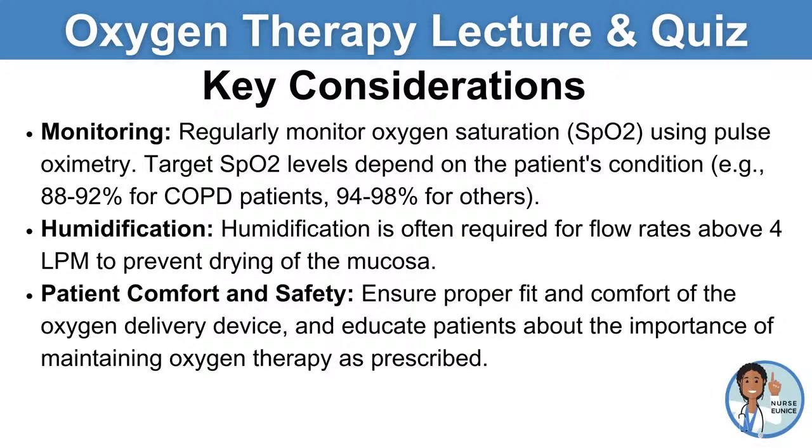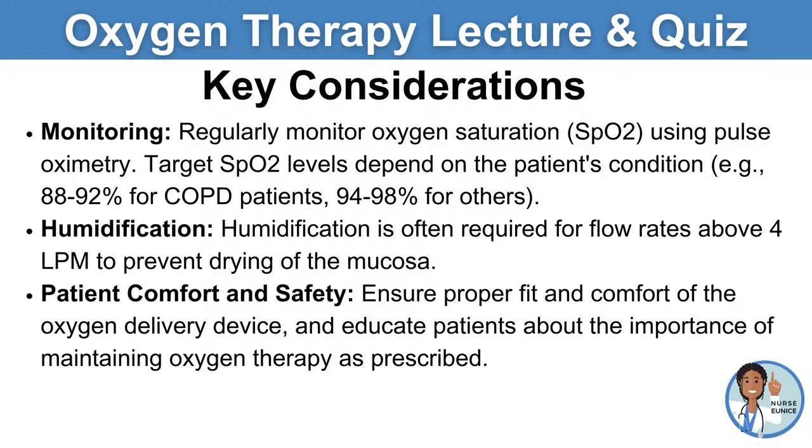Our key consideration before we get to our quiz is monitoring. You want to regularly monitor oxygen saturations using a pulse oximetry. The target SpO2 or the O2 level depends on a patient's condition. So if a person has COPD, remember they can retain carbon dioxide. So we don't use a whole bunch of oxygen with them. Our oxygen saturation, we're good if they are between 88 and 92%.